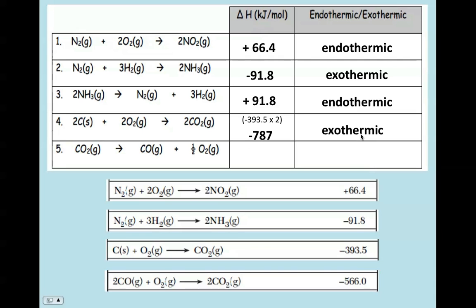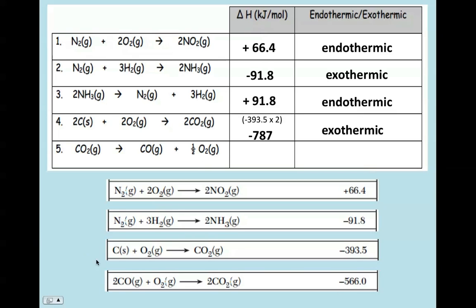All right, and then finally for number 5, the most closely matching equation is this one here: 2CO plus O2 gives me 2 carbon dioxides. Now, 2 things have happened here. You can see that I've reversed this equation, so I'm going from what was my original product to my original reactants. So I'm going to flip this sign, so negative is now going to become positive.